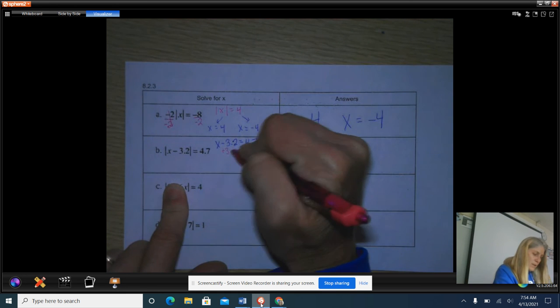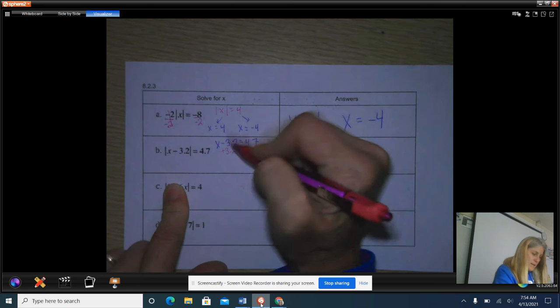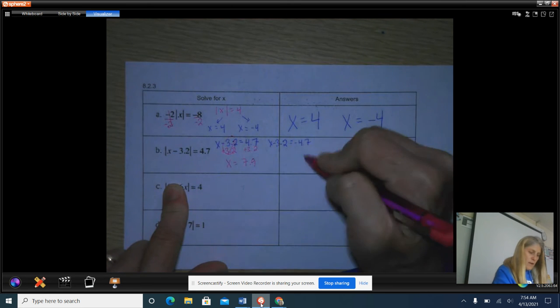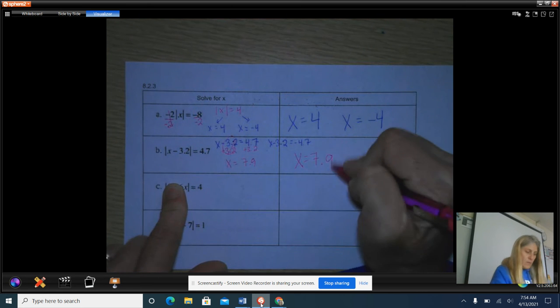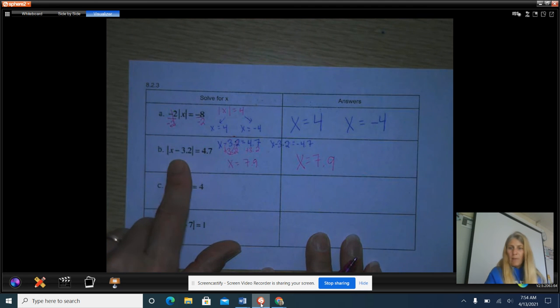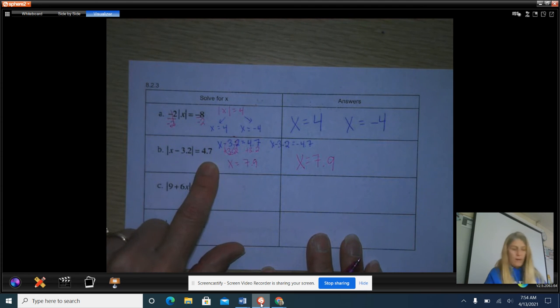So now we're just going to solve. We're going to add 3.2 to both sides. This cancels out, so x is equal to 7.9. That's going to be our first answer. And so when we have 7.9 minus 3.2, it's 4.7. And we ask how far away is 4.7 from 0 on a number line, and it's 4.7.